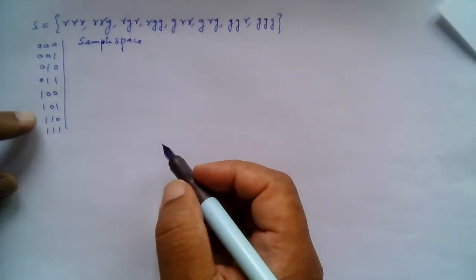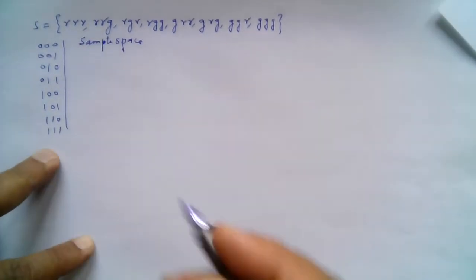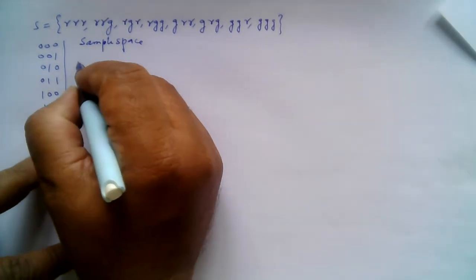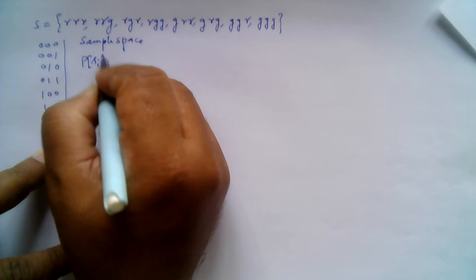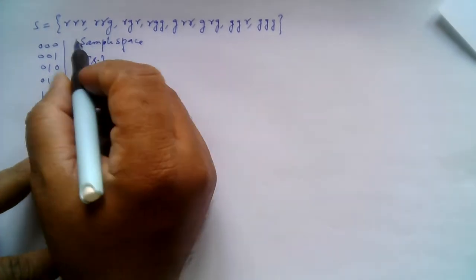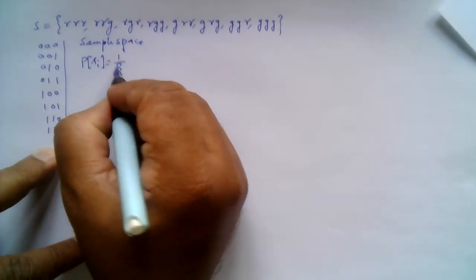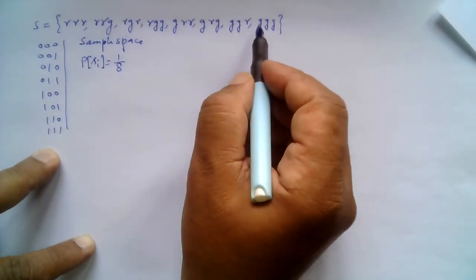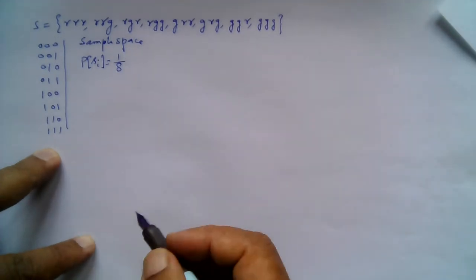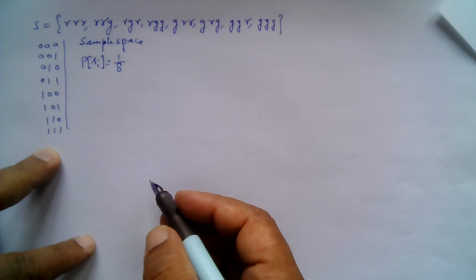It is given that each outcome is equally likely. So the probability of each outcome is 1 over 8, because there are a total of 8 outcomes: 1, 2, 3, 4, 5, 6, 7, 8. So the probability of each outcome is 1 over 8, as all the outcomes are equally likely, right?